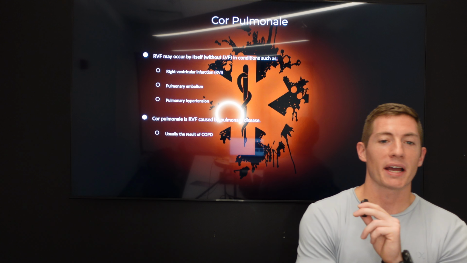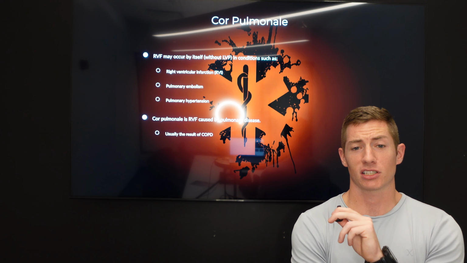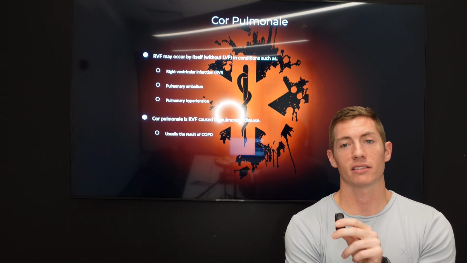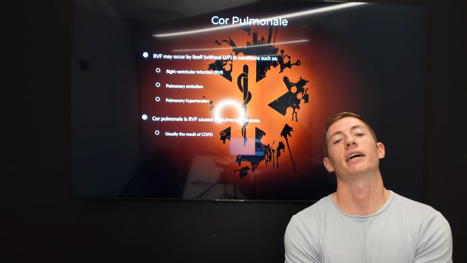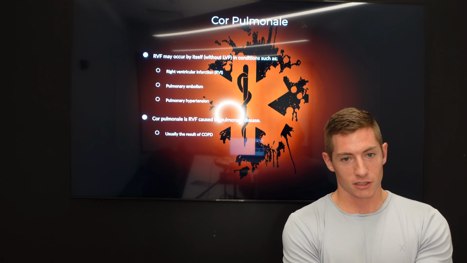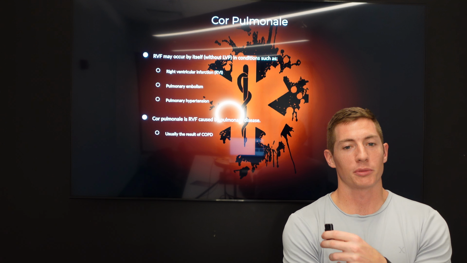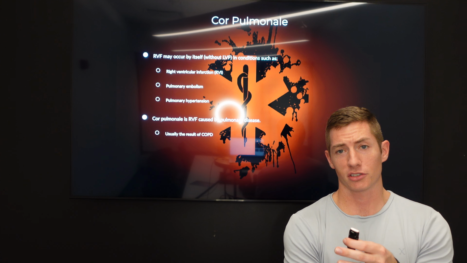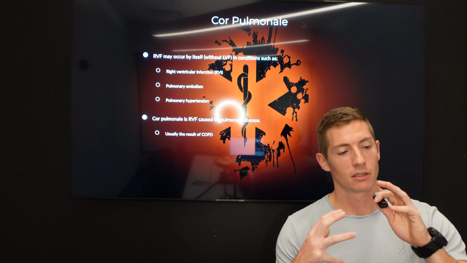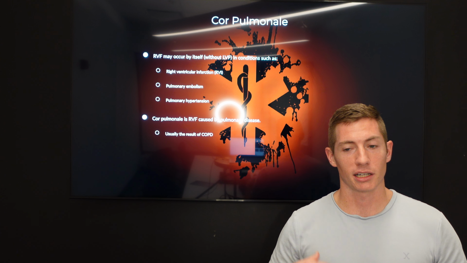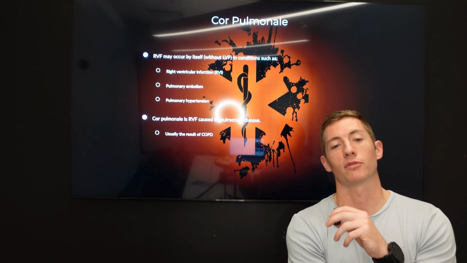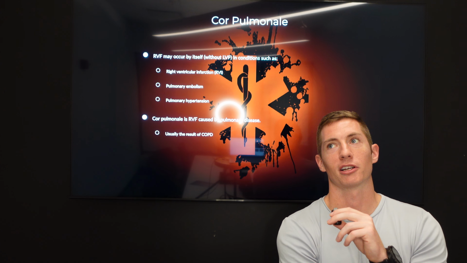Cor pulmonale, right ventricular failure may occur by itself without left ventricular failure. In conditions such as RVI, what is that I? I forget what the I means. RVI. Right ventricular something. Pulmonary embolism, pulmonary hypertension. Pulmonary embolism, we talked about that briefly with how you can read that on a 12 lead. So it is a block, could dislodge from a clot in your leg, come up to the lung and prevent blood perfusion, blood flow in your pulmonary arteries or veins.